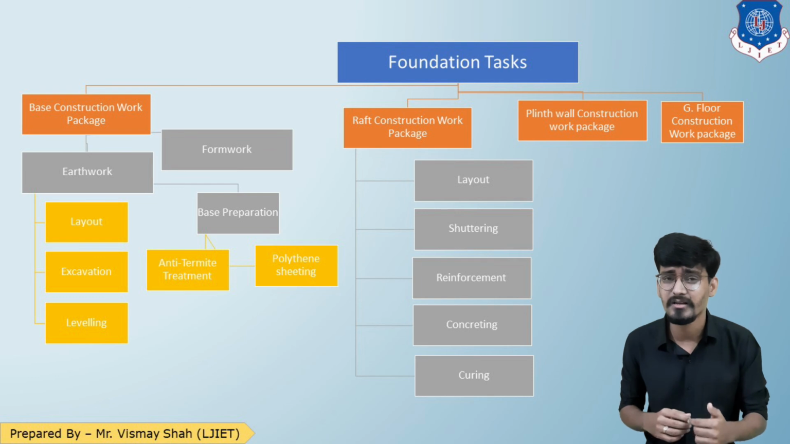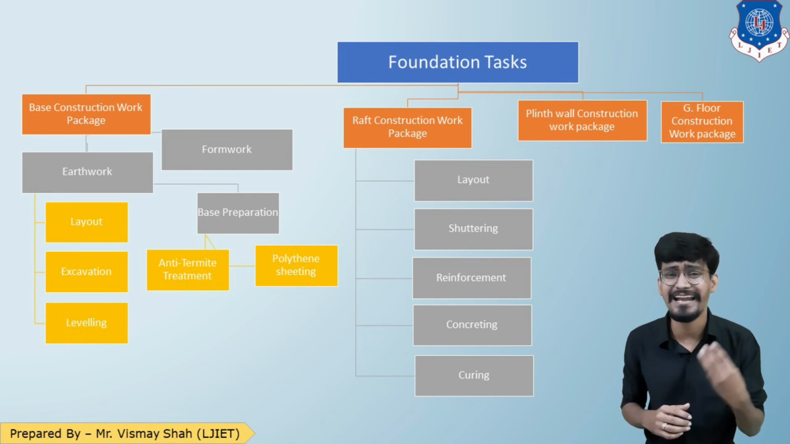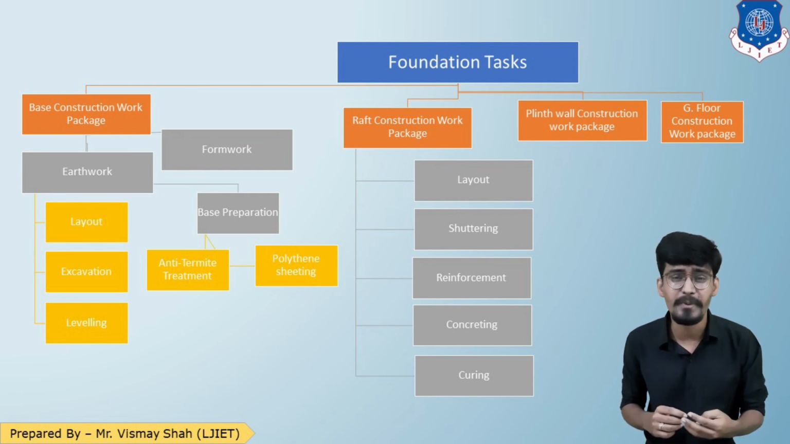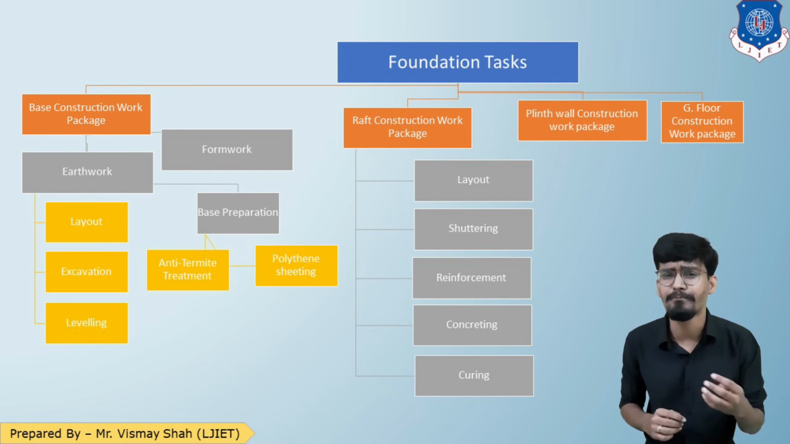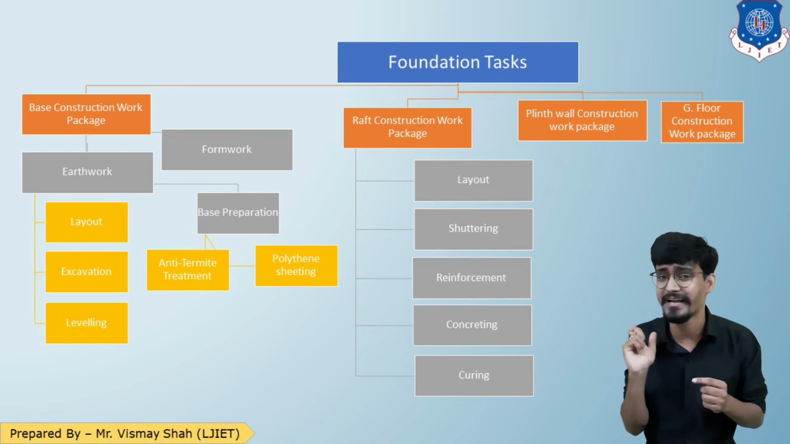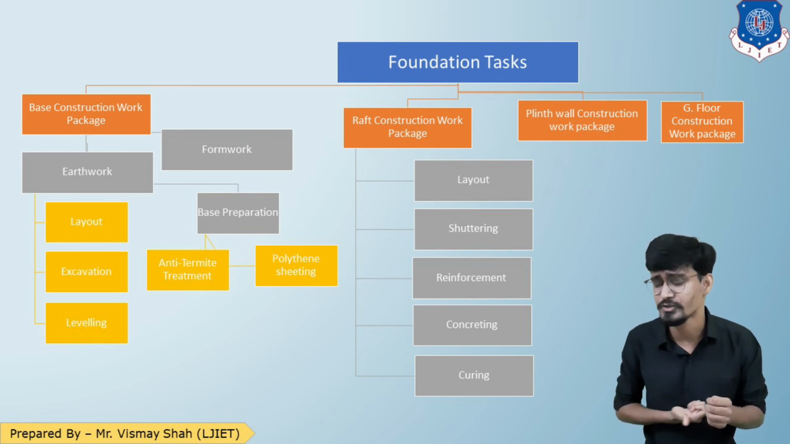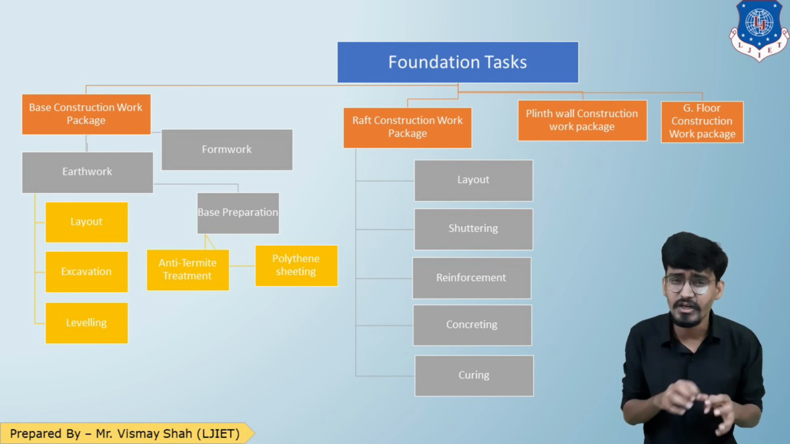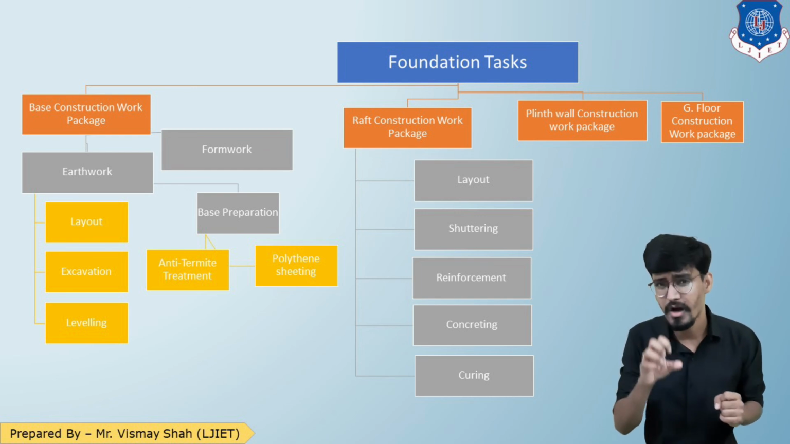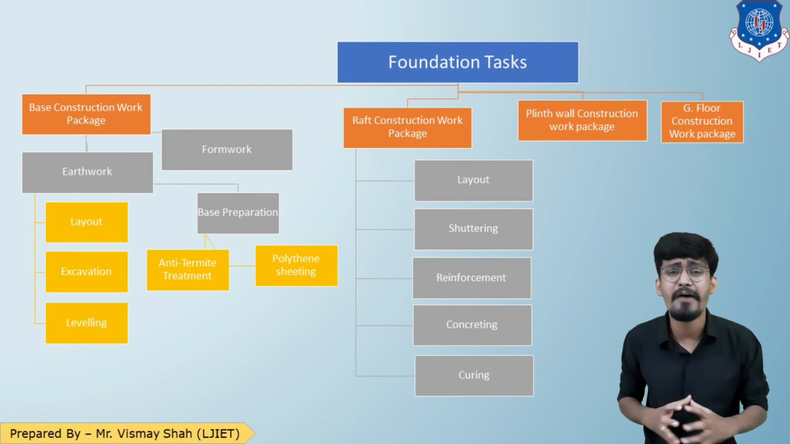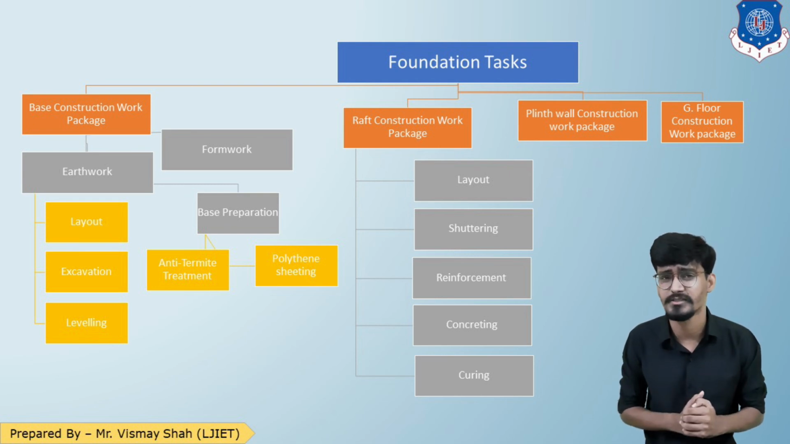Now in earthwork, the various activities involved are layout, excavation and leveling. In base preparation, the activities involved are anti-termite treatment and polythene sheeting. And then formwork, I have not divided into activities, but in formwork you can say there are centering and shuttering and reinforcement placing. So these are the divisions of activities from the work package and task level. So this is how you can create a work breakdown structure.